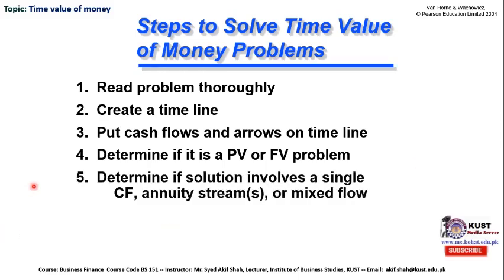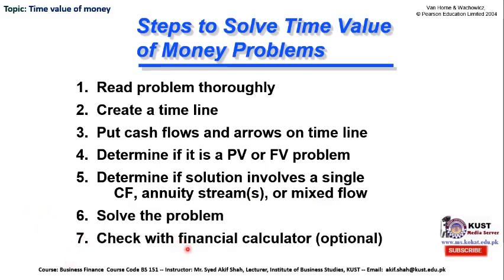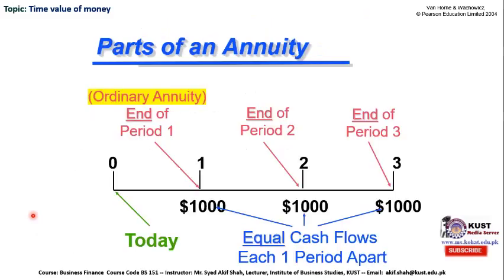And then fifth, determine if the solution involves a single cash flow, an annual stream, or a mixed cash flow, which will be discussed at the end of this chapter. Sixth, solve the problem, and then finally you can check with the help of a financial calculator whether you have solved your question rightly or it is wrong. So let's move ahead and take an example.